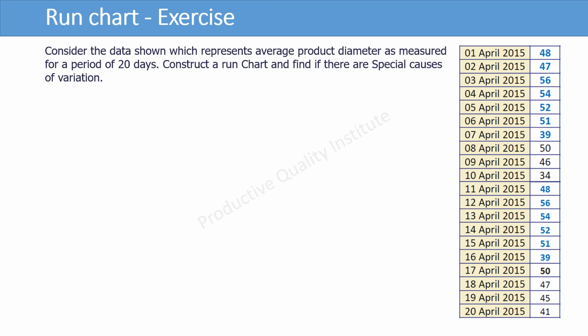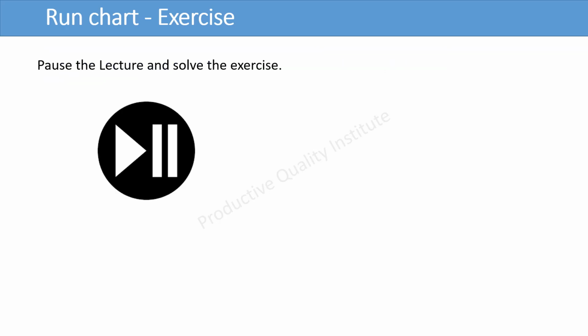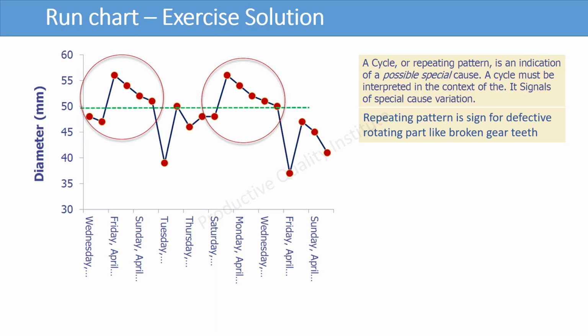Consider the data shown, which represents average product diameter as measured for a period of 20 days. Construct a run chart and find if there are special causes of variation. Please pause the lecture and solve the exercise. A cycle, or repeating pattern, is an indication of a possible special cause. A cycle must be interpreted in the context of the run chart. It signals special cause variation. A repeating pattern is a sign of a defective rotating part, like broken gear teeth.